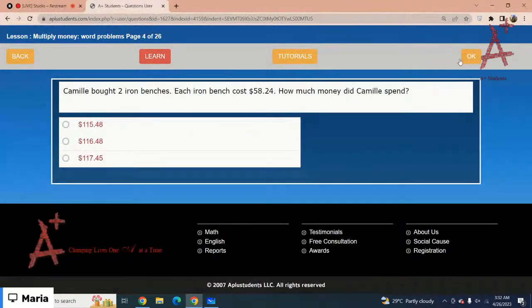Okay, the next one is Camille bought 2 iron benches. Each iron bench costs $58.24. How much money did Camille spend? So which is the correct option? You need to do 2 times 58.24. So which is the correct option? It would be 116.48. Very good. So the correct option is 116.48.